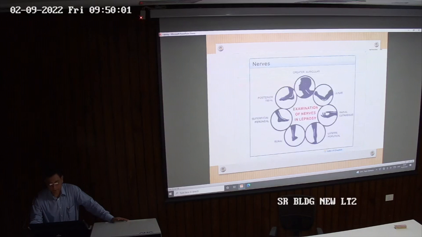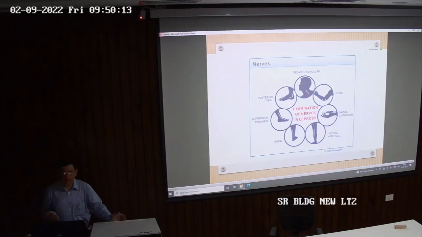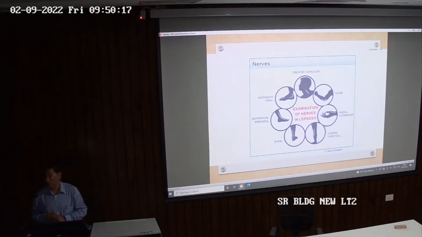So these are the nerves that we palpate, we are able to palpate because of their peripheral nature. The examination of nerves in leprosy, we are able to palpate the ulnar nerve. It's not that once you palpate the ulnar nerve, it is a case of leprosy. So ulnar nerve is palpable in a normal individual also. You have to just see the differences between the two ulnar nerves, whether one is enlarged, whether it is thick, edematous, painful, so many other things that you have to go through.